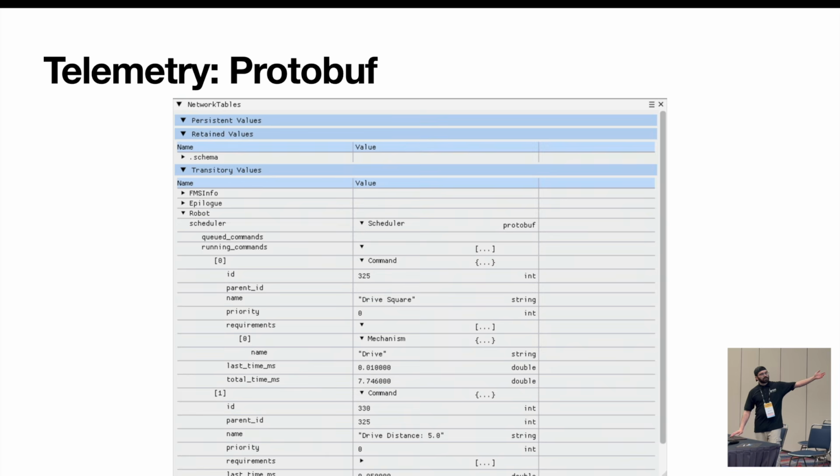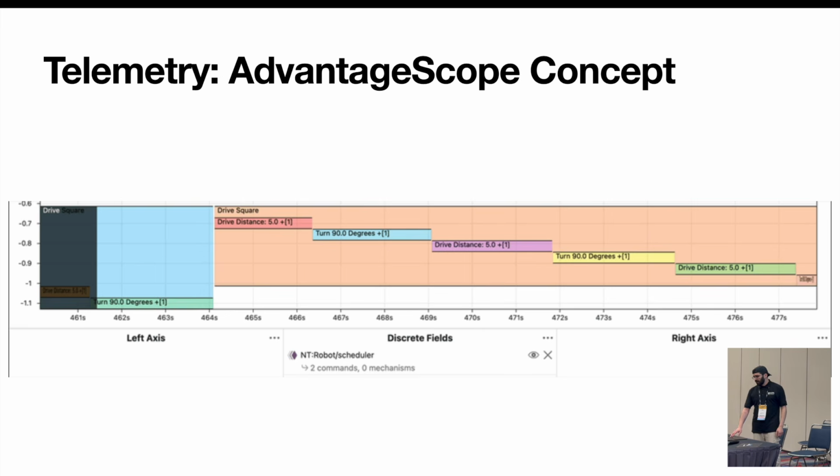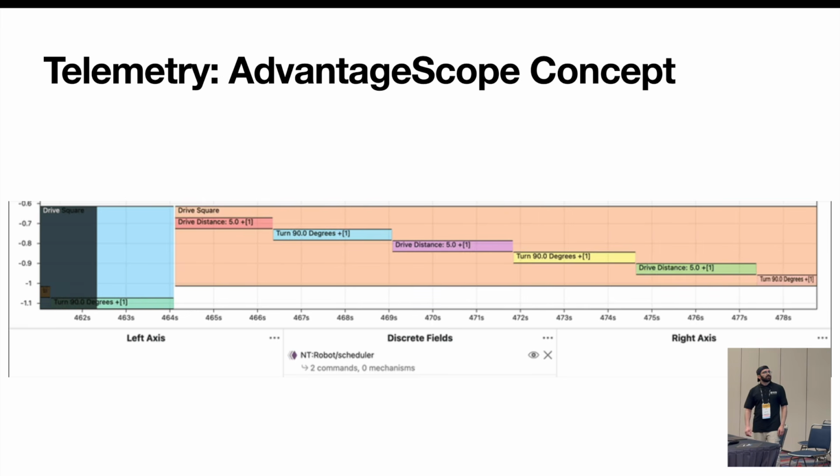So here is what it could look like in Glass. This is the SimGUI right now. This might be a little hard to read for people in the back, but this is showing that full tree, that full list of commands. We've got our drive square command as our parent, that's in slot 0, slot 1, that's our drive distance command. You can see, and that just changed to turn 90 degrees, so this is showing live data. This is showing the last time in milliseconds, the total time in milliseconds, so that's the CPU time that I was talking about. You can also see this in the vendor scope.